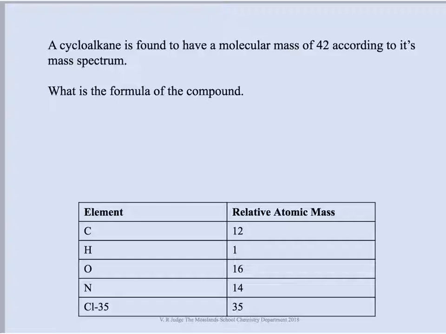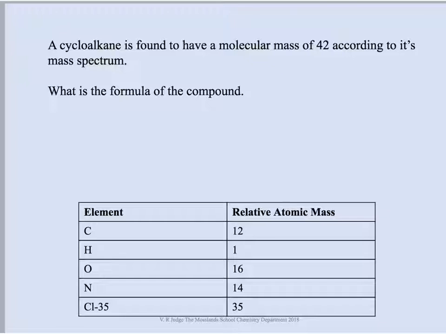So let's start with a very basic example of how you could use mass spectrometry and the molecular mass that you get from your spectrum to find the formula of a compound. In this example, we know that whatever has been put into the mass spectrometer is a cycloalkane, and we know from the spectrum that its molecular mass is 42. So very basic. What is the formula of the compound? We've got the elements here and the relative atomic masses. Obviously you would get these from the periodic table anyway.